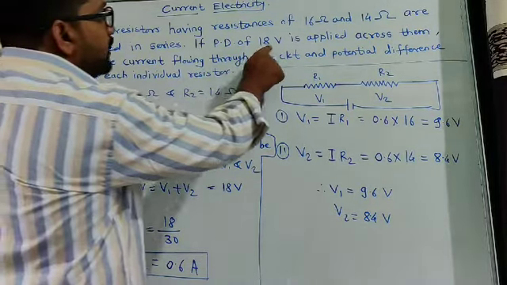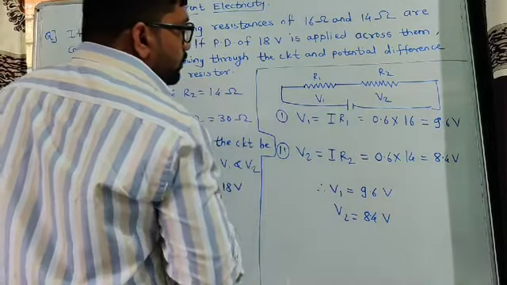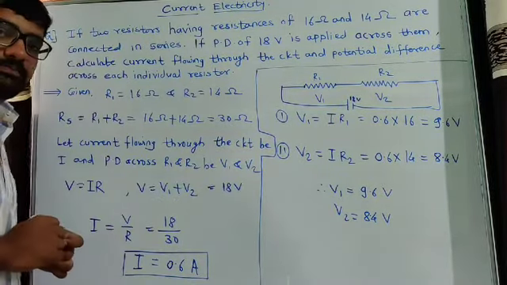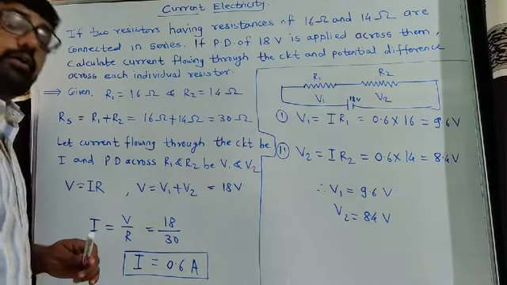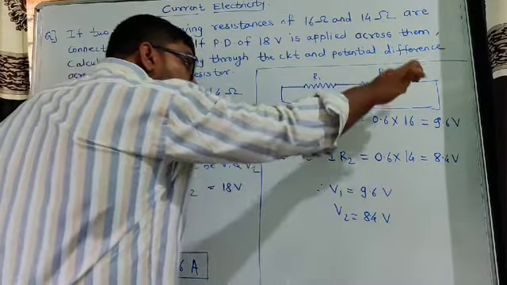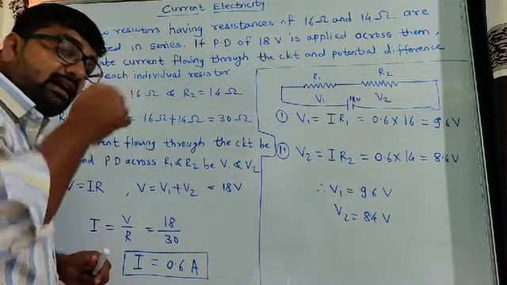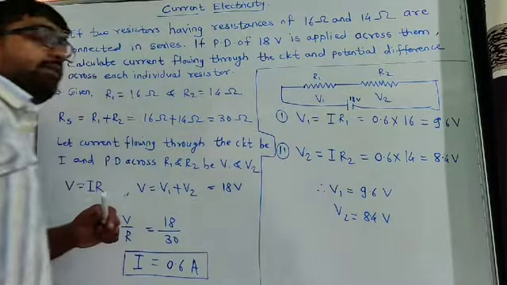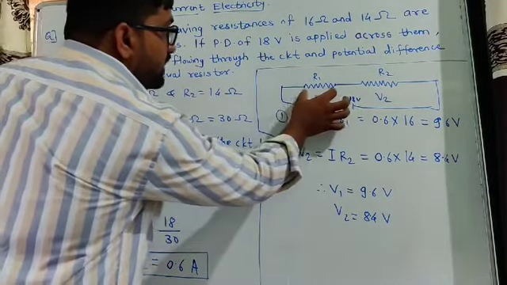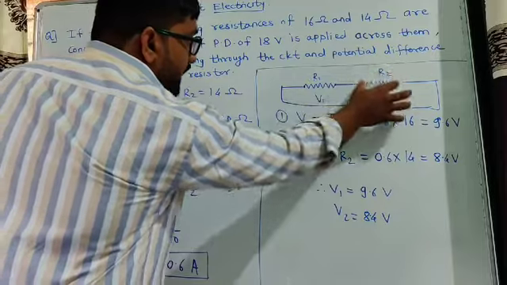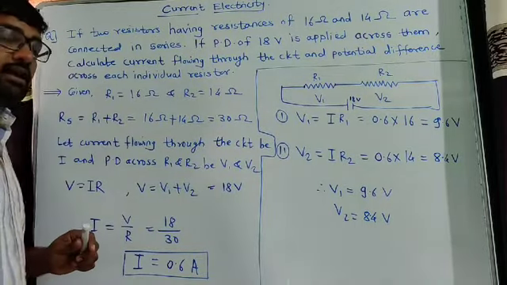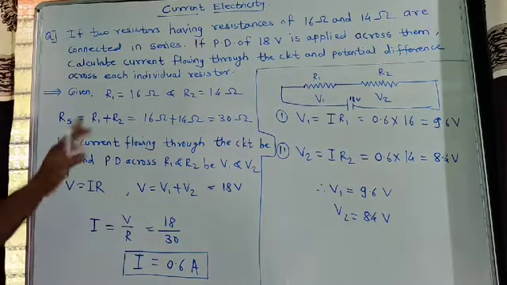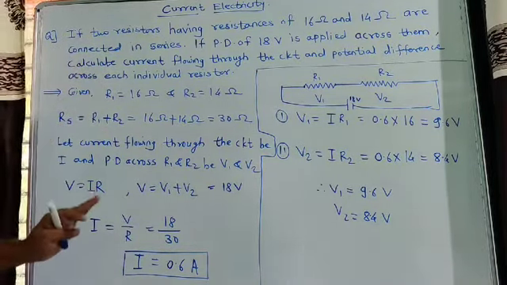And there is a potential difference of 18 volt. Suppose this is a battery of 18 volt that we connect here. At that time we have to find the value of the current flowing through this circuit and also this potential difference V1 and this potential difference V2, meaning the potential difference across the first resistor and across the second resistor. So we have to find both values here. First of all, we have to write all the given data of the problem.